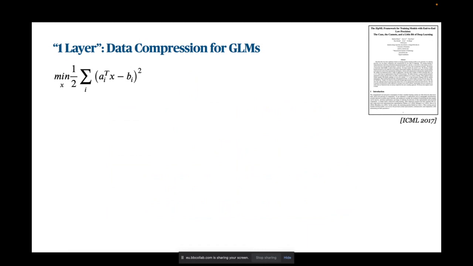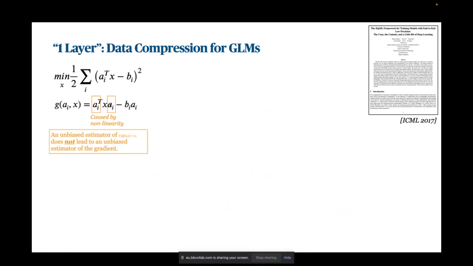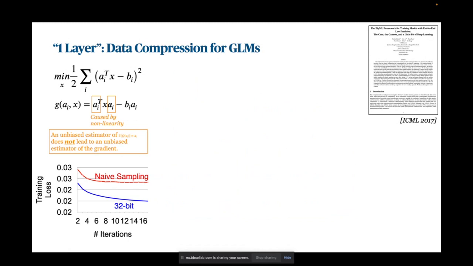Assume you want to solve the linear regression problem where A is the data, X is the model, and B is the bias. My gradient is going to look like this. Just looking at this formula, one thing we can realize immediately is that it has a nonlinear dependency on your data. The consequence is that an unbiased estimator of your data doesn't give you an unbiased estimator of the gradient. This causes problems in practice. If you just do naive random sampling, or naive quantization of your data, you are going to see this, even for this very simple linear model.